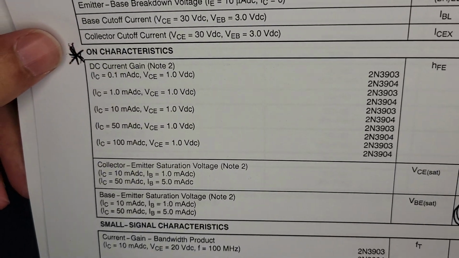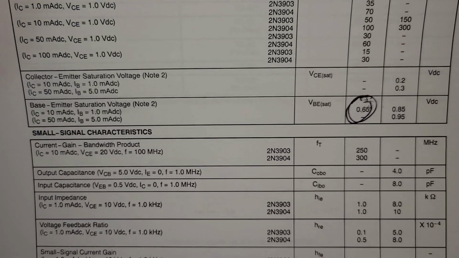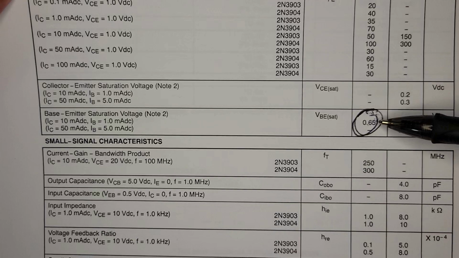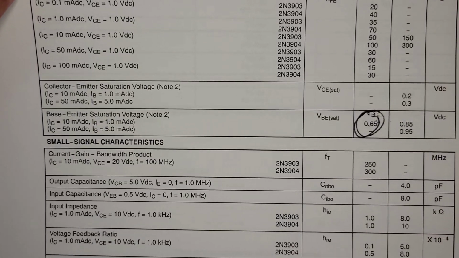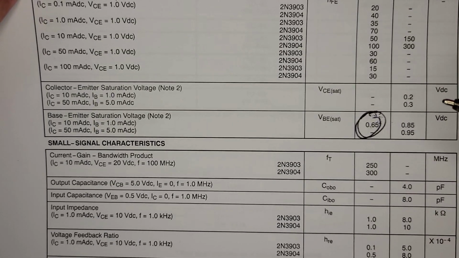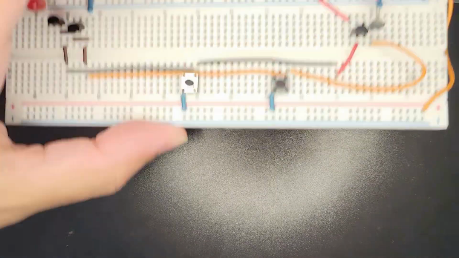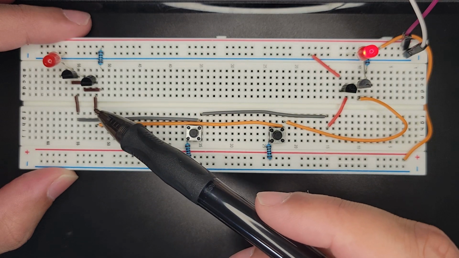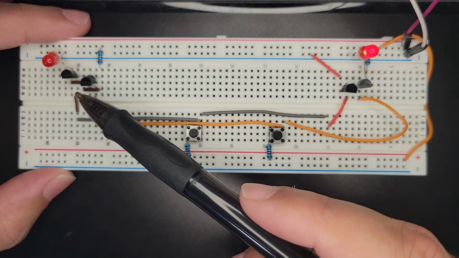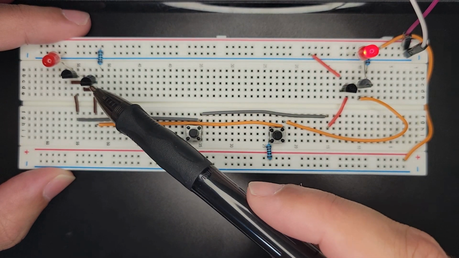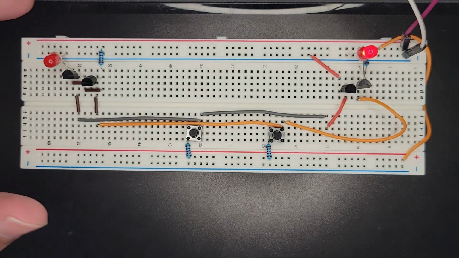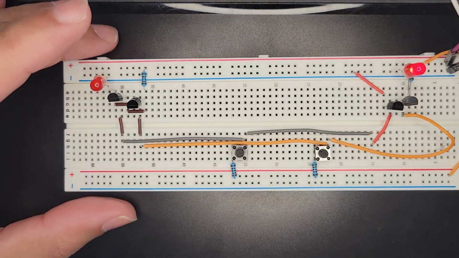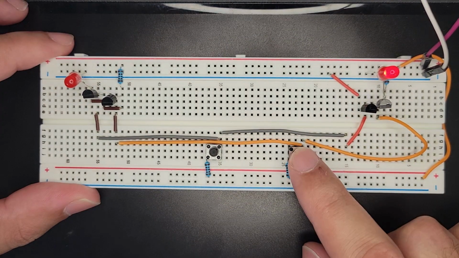So the on characteristics, the one that stood out to me was this one right here, 0.65. I think that suggests that what we need is 0.65 volts going into any one of these bases to saturate it, or as I call it, energize it, to allow the collector to output to the emitter. And we have over that value, so I don't think that's the problem.